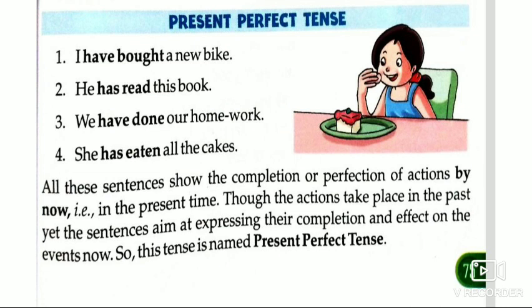And the next, the present perfect tense. I have bought a new bike. He has read this book. We have done our homework. She has eaten all the cakes.